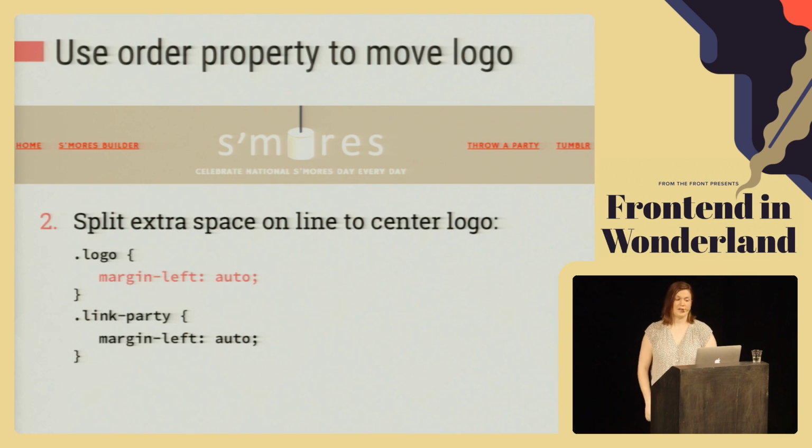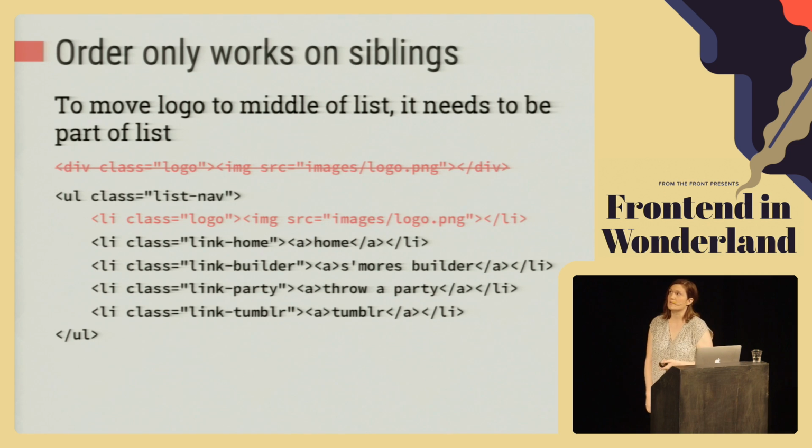So the throw party link already had margin left auto on it from before, but I'll add the same to the logo. Then half the extra space goes on the left side of the logo, half the extra space on the left side of throw party, and thus the logo is moved to the center. In order to make this work, I did have to move the logo from outside the UL to inside of it at the same level as other links. That's because order only works on siblings within the same Flex container. You can't move elements outside their Flex container to before or after stuff that's outside the container.